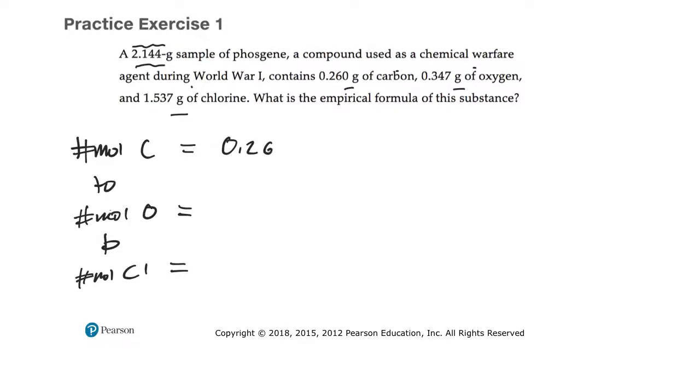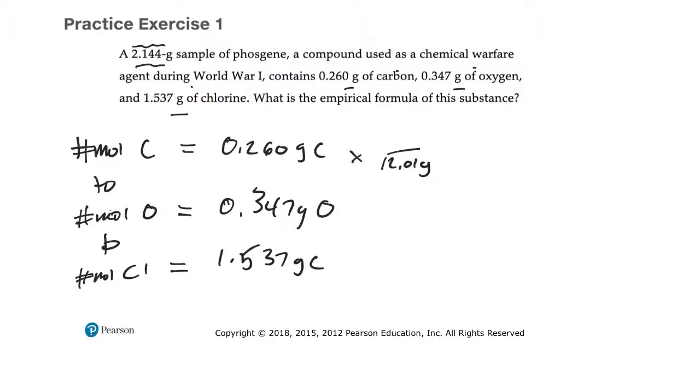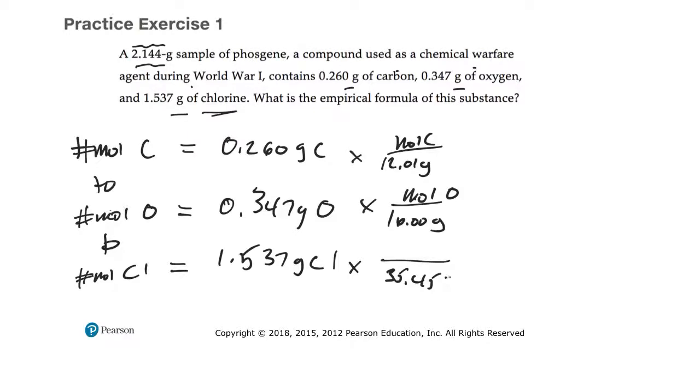Okay, so we just put in grams of carbon, grams of oxygen, 1.537 grams of chlorine. Use their atomic weights, 12.01 grams per mole of carbon, 16.00 grams per mole of oxygen. This is chlorine, so that's mass of chlorine. So we use 35.45 grams per mole of Cl. Stop and calculate. I'm going to go ahead and hit pause and wrap this up.